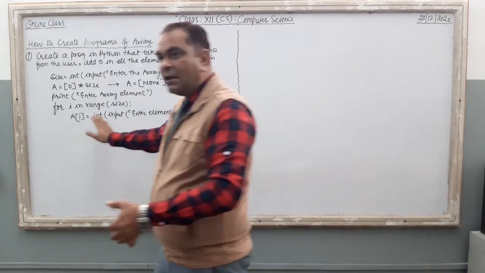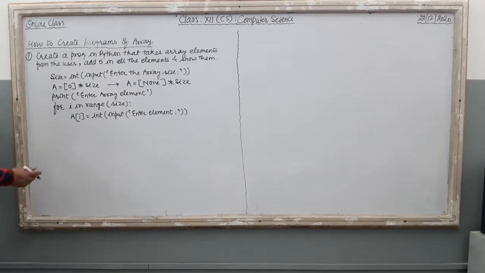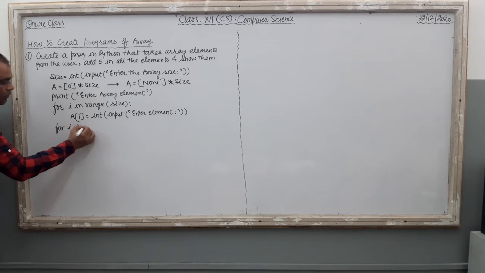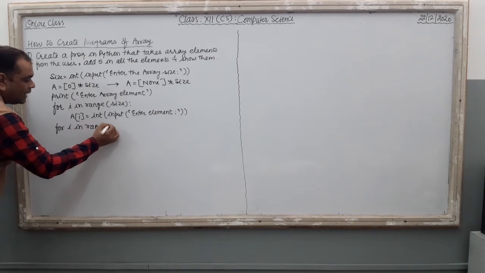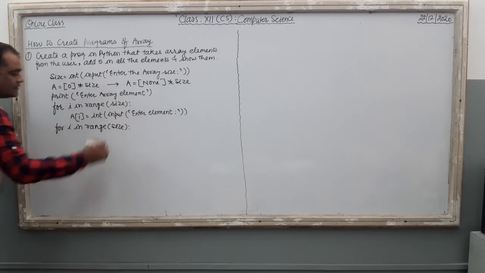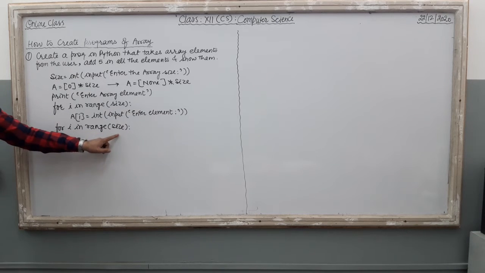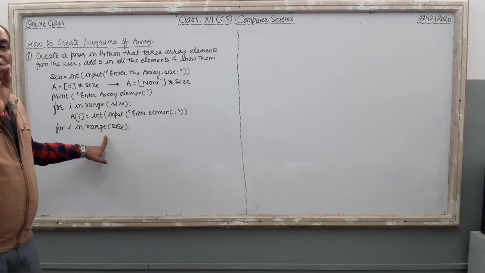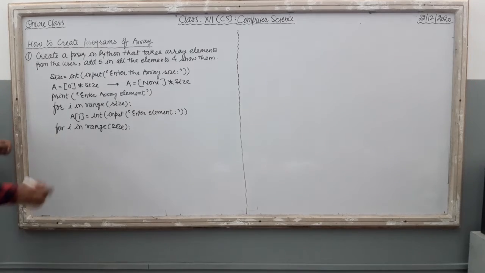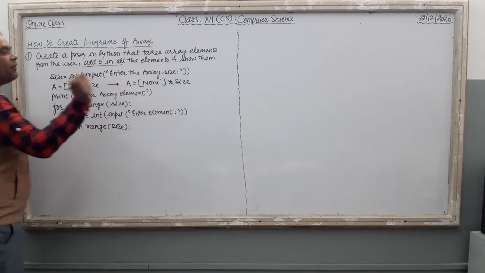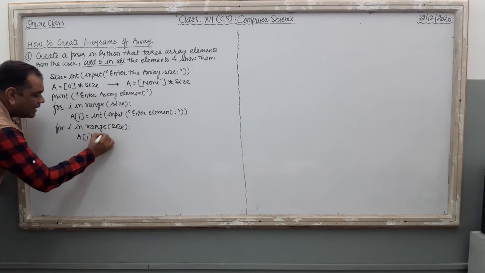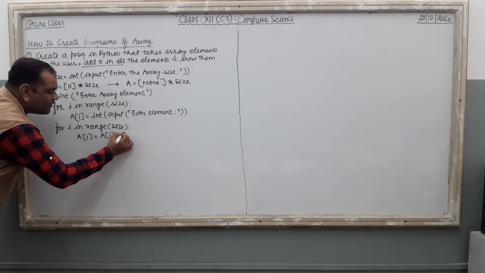The first for loop is already there on the board. Now for processing I am going to put one more for loop here, and the condition of the for loop is the same: for i in range size. It is the processing for loop. So you use your expression, your equation, inside the for loop. Our equation is a simple one, add 5 to all the elements. So my equation is a[i] equal to a[i] plus 5.